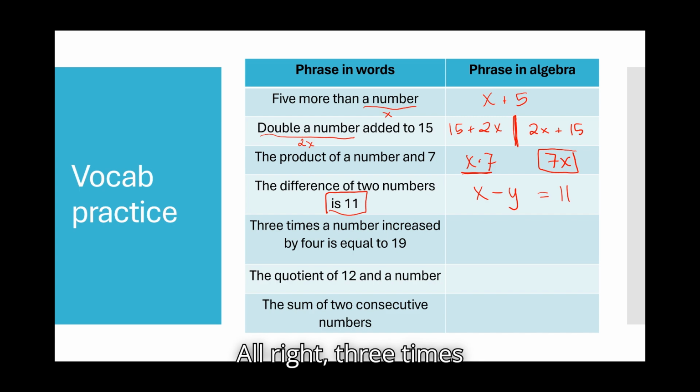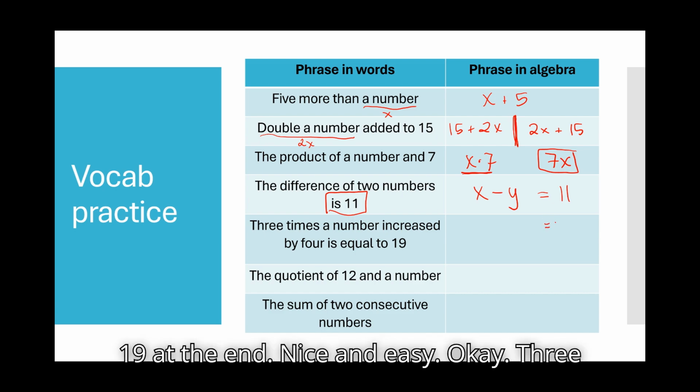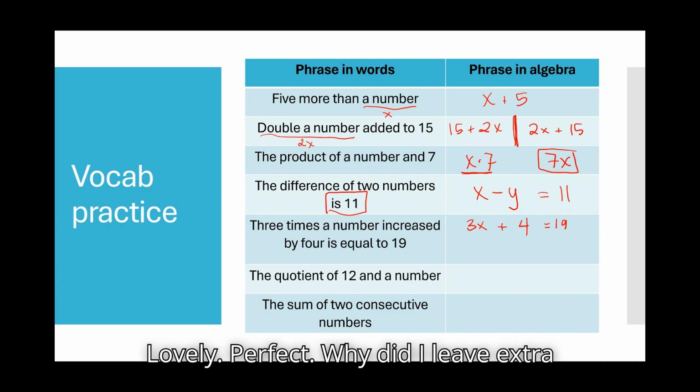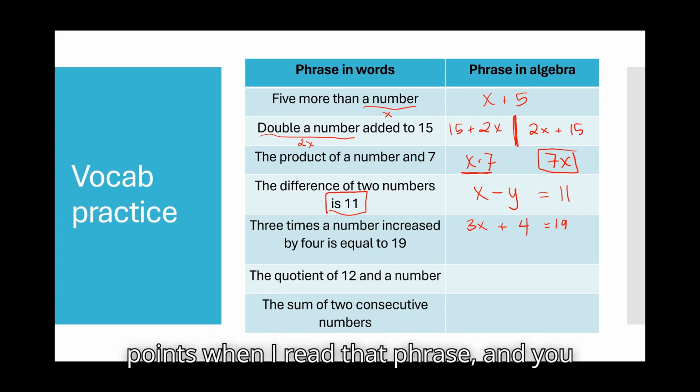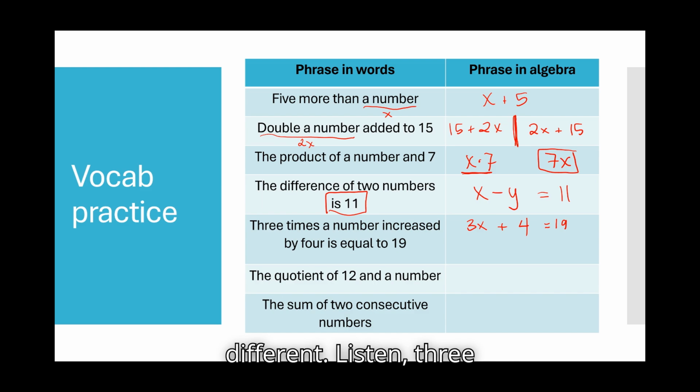All right, 3 times a number increased by 4 is equal to 19. So definitely equal to 19 at the end, nice and easy, okay? 3 times a number, we could write 3 times x, increased by 4, plus 4, is equal to 19. Lovely, perfect. Why did I leave extra room? Well, I paused at very specific points when I read that phrase, and you might pause at slightly different points, which make this whole thing sound different. Listen: 3 times a number increased by 4 is equal to 19.